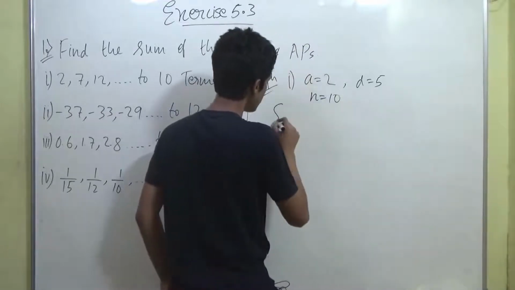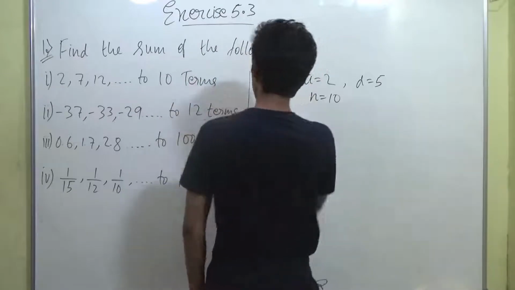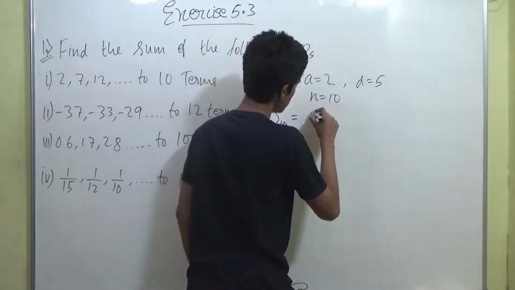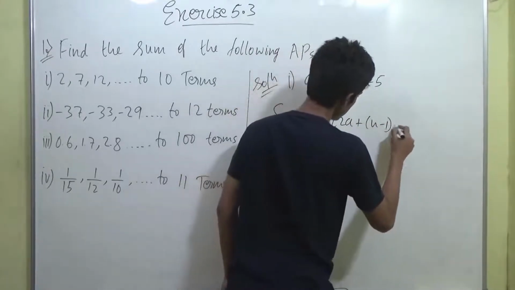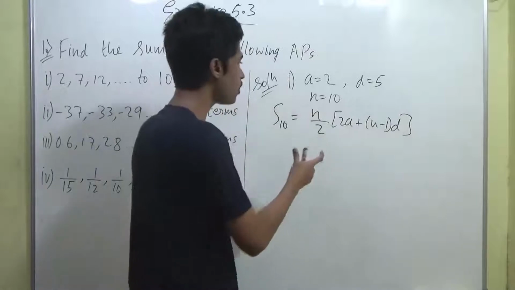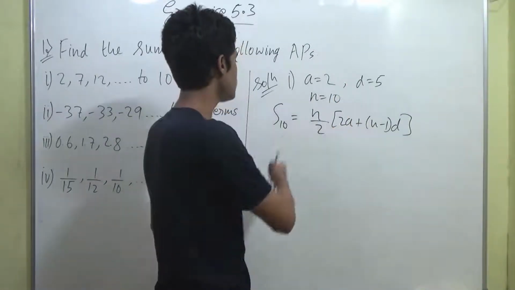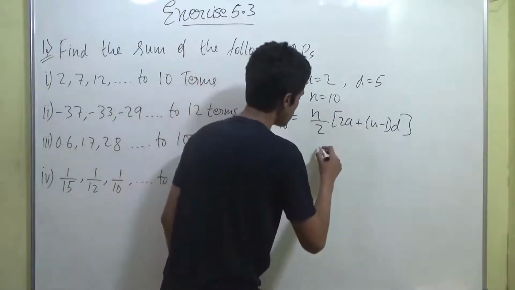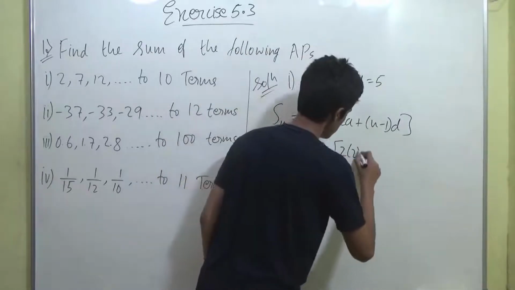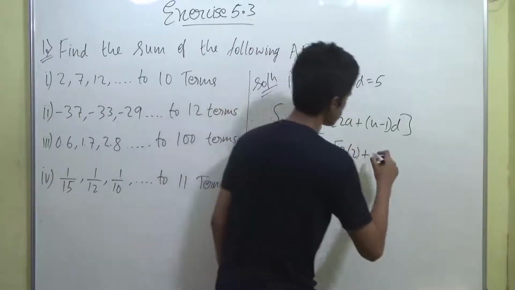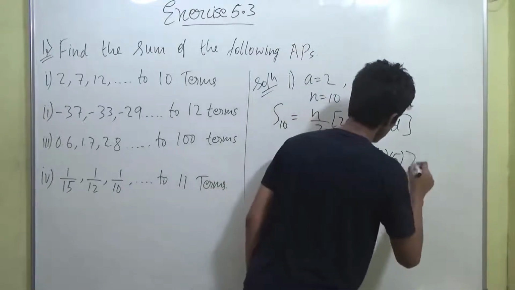Now using the formula S of 10, the sum of 10 terms, because they said to find the sum of 10 terms here. S of 10 equal to n by 2 into 2a plus n minus 1 into d. So this is the formula guys. In this formula we'll put all these values a, d and n to get the sum of the first 10 terms. So this will become 10 by 2 into 2 into a, which is 2, so 2 into 2, plus n minus 1, it is 10 minus 1, that is 9, and d is equal to 5.